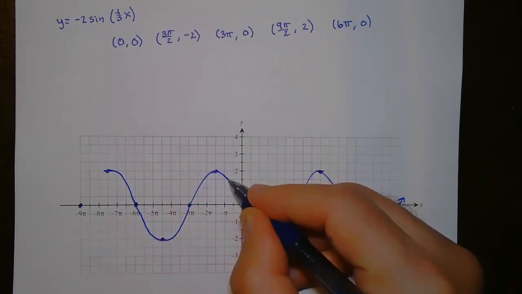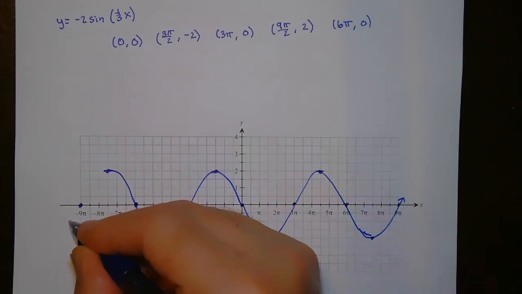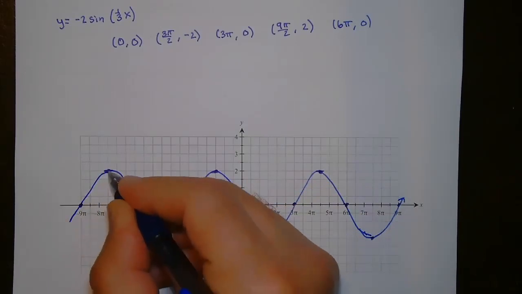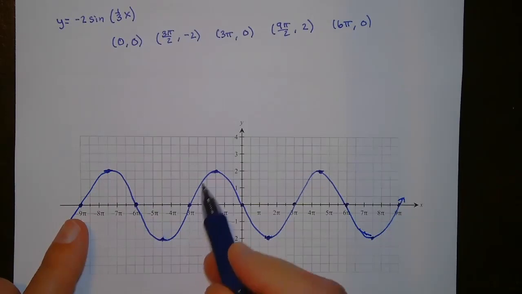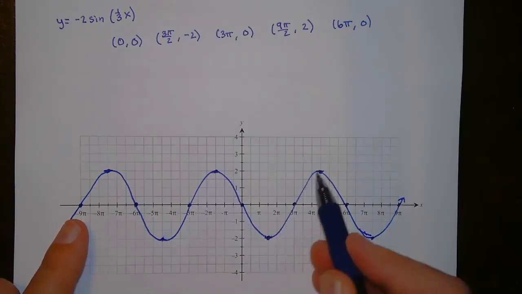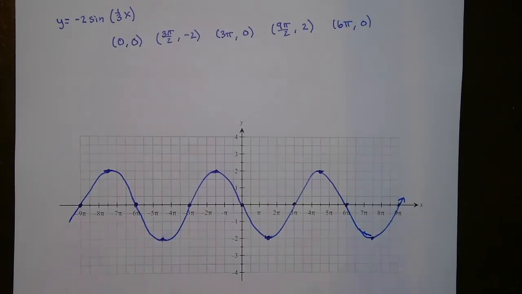And then this one's gonna go down like this, and this one's gonna go up like this, okay? So I see one period, 2 periods, 3 periods, okay? And I have 3 periods for this trig function, okay? And that's how you graph these by hand.